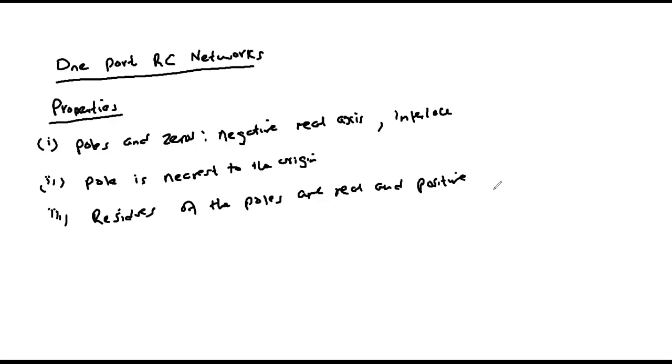So these are the properties of an implementable transfer function using RC networks. The poles and zeros must lie on the negative real axis interlacing each other. Then a pole is nearest to the origin, while a zero is nearest to infinity. And then all the residues of the poles must be real and positive. Let's take an example of a transfer function and test whether it meets the RC network properties.